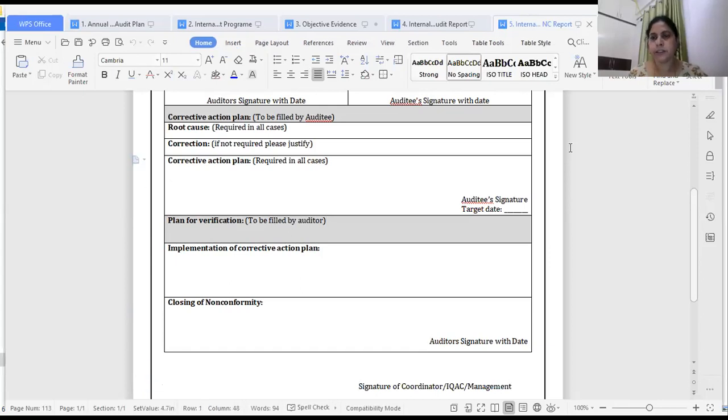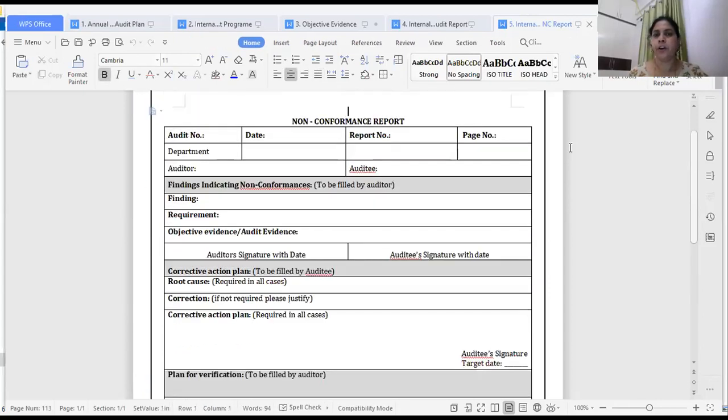So this is the document for non-conformance. Any doubts or any questions here?